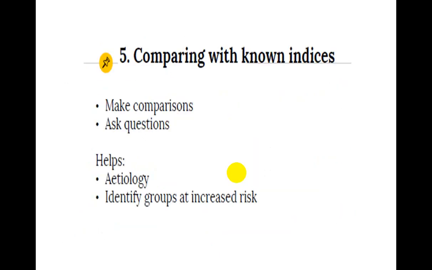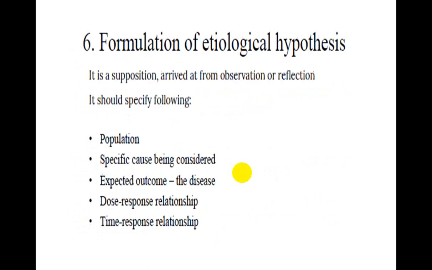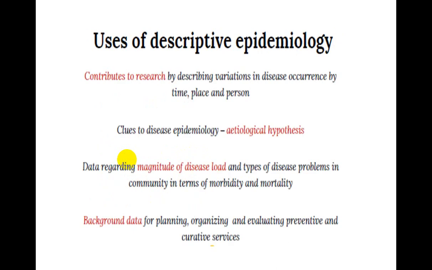Comparing with known indices, make a comparison, ask a question, helps etiology, identify groups and formulation of an etiological hypothesis. A hypothesis is a supposition arrived at from observation or reflection. It should specify the following: population, specific causes being considered, expected outcomes, the disease, dose-response relationship, and time response.